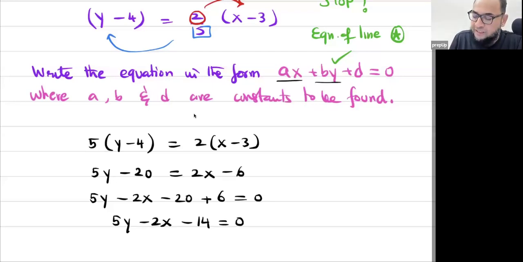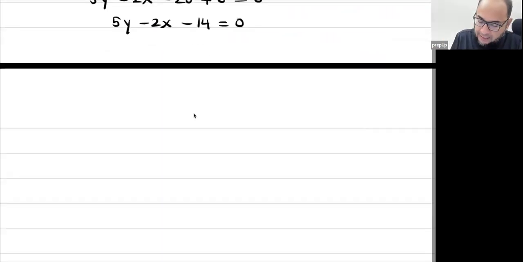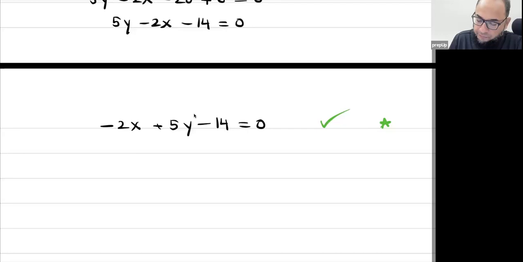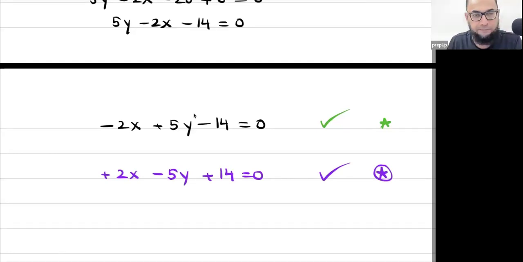Is it of this format? Almost. You should write the x term first. Negative 2x plus 5y minus 14 equals 0. This is perfectly good. Or you can write this as plus 2x minus 5y plus 14 equals 0. This is also perfectly good. I have simply multiplied by a negative sign and changed everything.